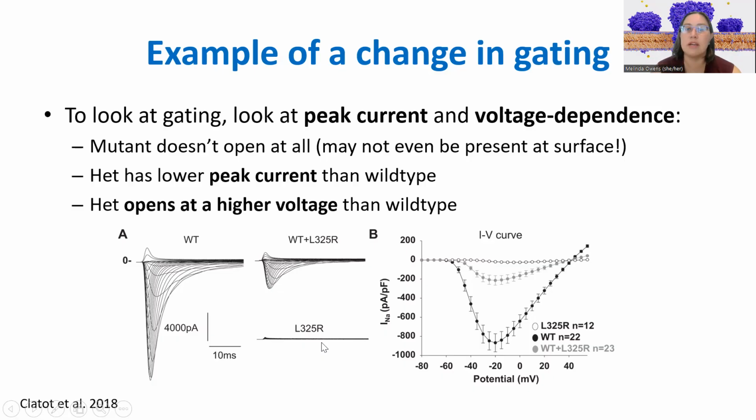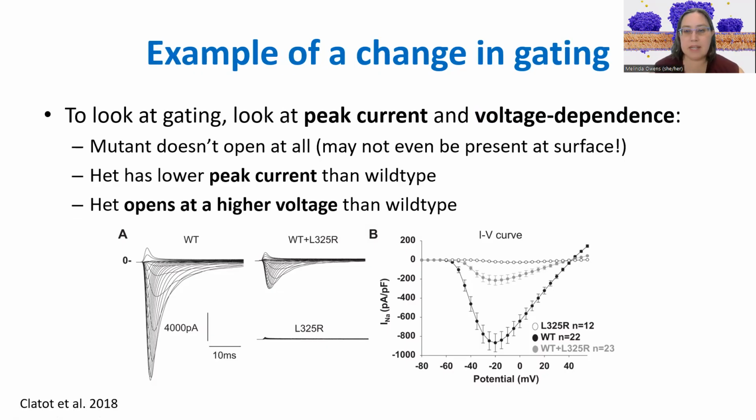So you can see here that there is a difference both in overall how much current there is, and in the voltage gating. It is less sensitive to voltage. It needs more voltage to open than if you had just wild type.